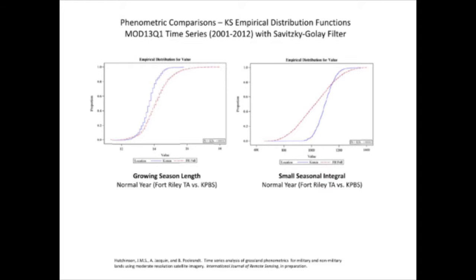Kanza is the blue. And for growing season length, we can see that at Kanza, the growing season length is pretty compressed. Whereas at Fort Riley, we have a little bit, but a statistically significant little bit, earlier onset of greenness, and the growing season lasts longer at Fort Riley, which suggests to us differences in species composition between the two sites. Maybe some more cool season species at Fort Riley as a result of the disturbances that go on there. The other one shows that accumulated NDVI.